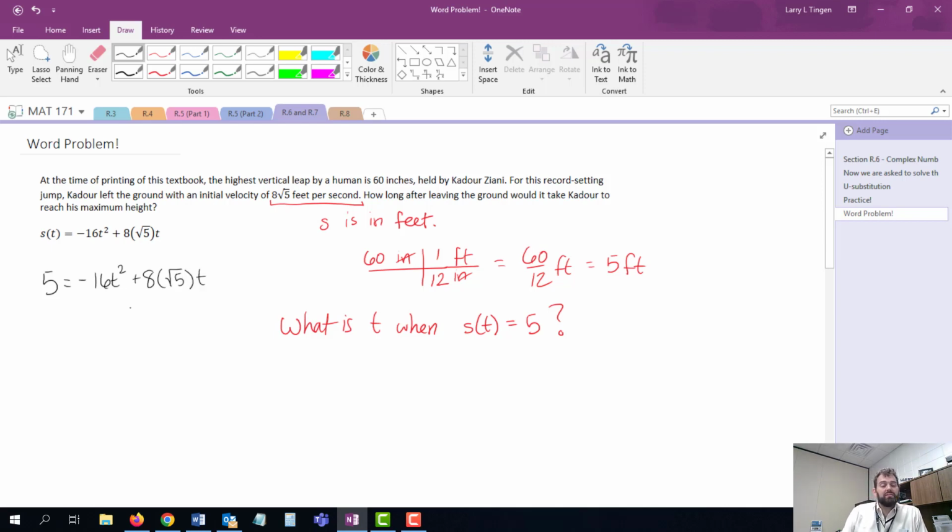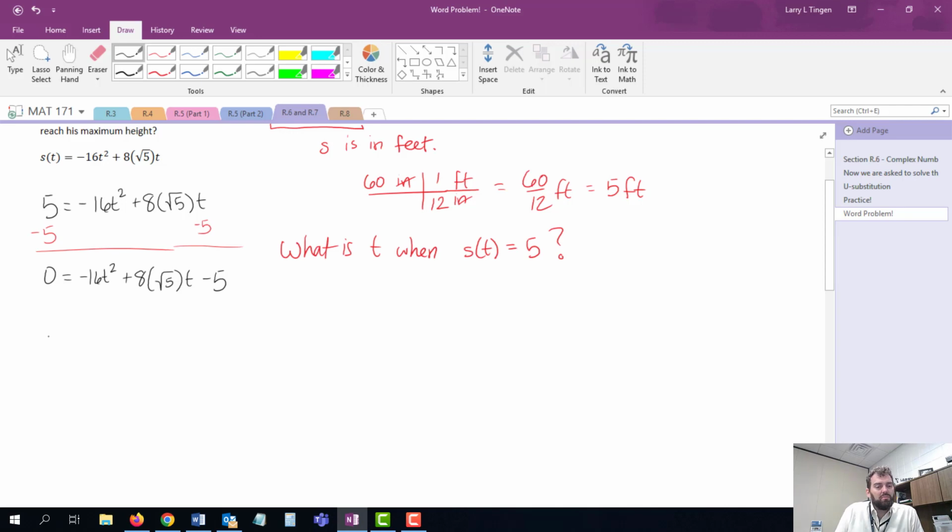This is a quadratic, so what am I going to do? I'm going to get everything on one side. It doesn't look like a quadratic because of that middle, because of the b, because that 8 times the square root of 5, but it is. So everything to one side, right? I got a quadratic, I got all 3 terms, which is why I'm moving everything to one side. Left-hand side has 0 on it, right-hand side: negative 16t squared plus 8 times the square root of 5t minus 5.